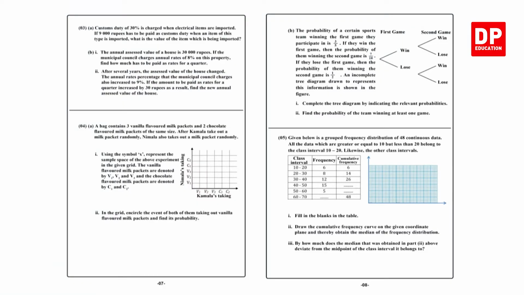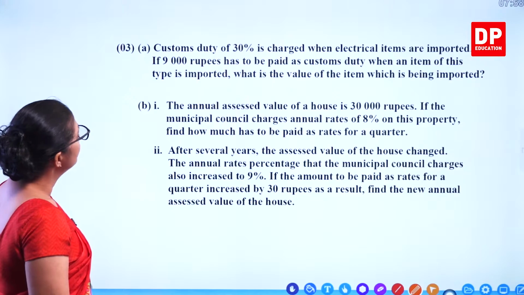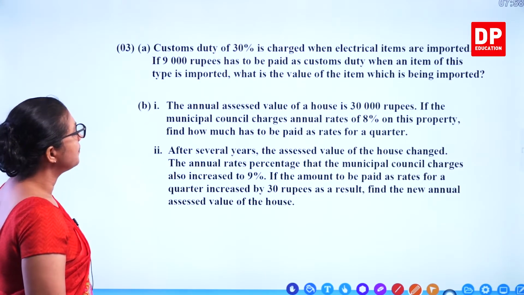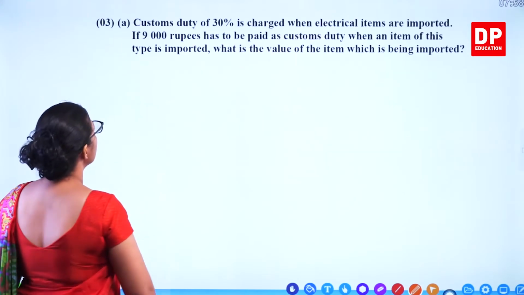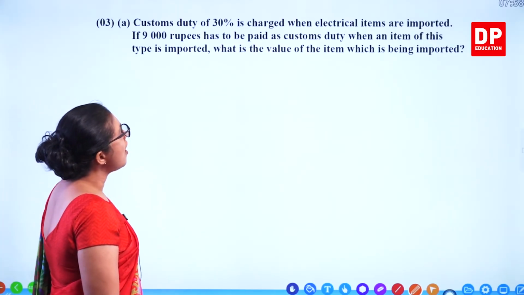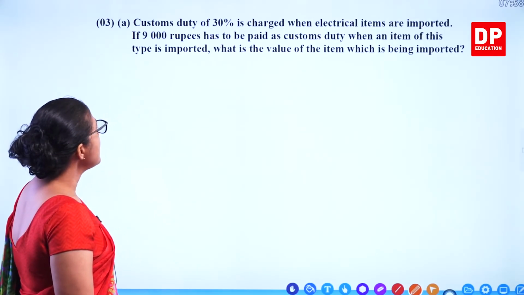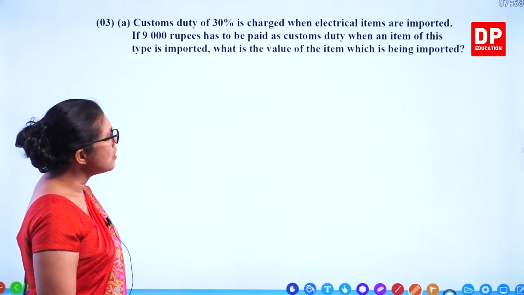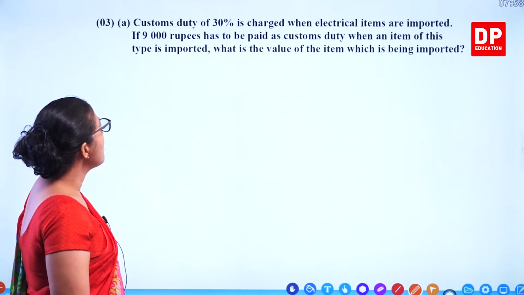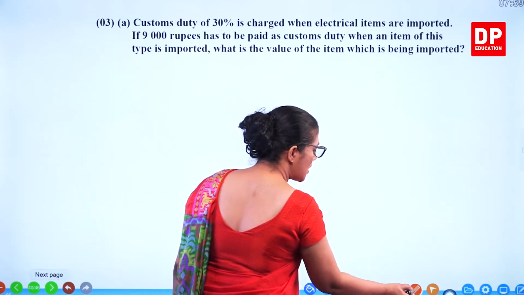Now you can try question number 3, 4 and 5. Question number 3, you get 2 parts. So we'll do step by step. Customs duty of 30% is charged when electrical items are imported. If 9,000 rupees has to be paid as custom duty when an item of this type is imported, what is the value of the item which is being imported?